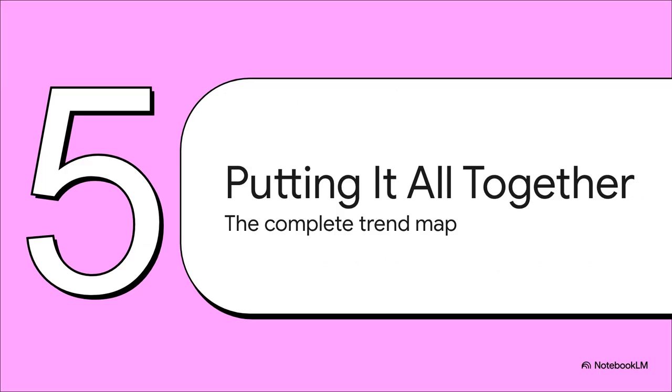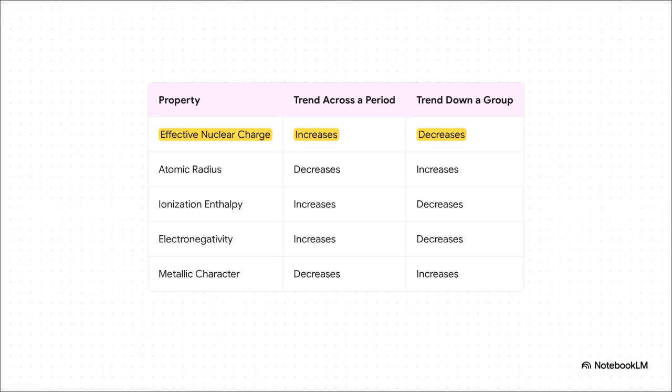Okay, we've just built this entire logical system, and it all started from that one simple concept of Zeff. So let's zoom out, let's put it all together, and just admire how neatly this whole puzzle fits together. And there it is. Just look at this. It's the whole story on one slide. See that top row? Effective nuclear charge? It increases across, decreases down. Now look at everything else. Atomic radius, ionization enthalpy, metallic character. Every single one of them is a direct, logical consequence of that first row. It's beautiful, isn't it? It really is the one rule that explains it all.